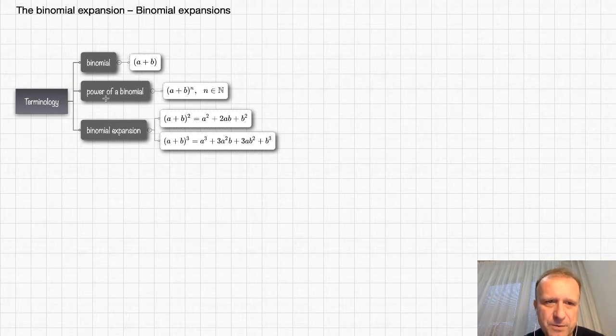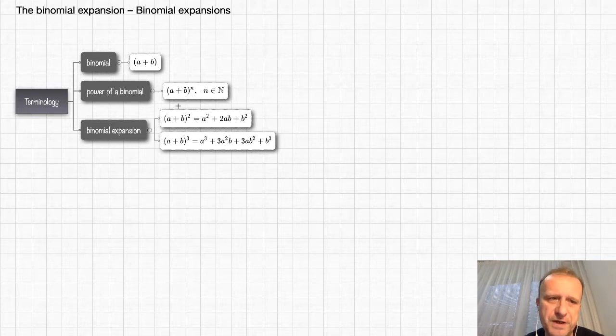Now, we are going to be interested in the expansions of the powers of binomials. So a power of the binomial is, for example, a plus b to the power of 2, or a plus b to the power of 3, like you can see here. In general, a plus b to the power of n, where n is an integer, represents what we are going to be interested in. And actually we are going to be interested in the expansion of those powers.